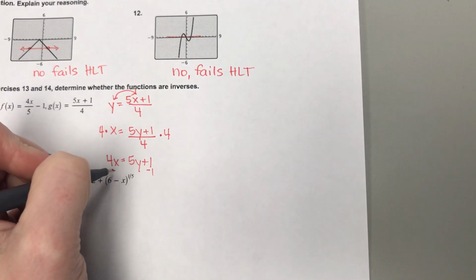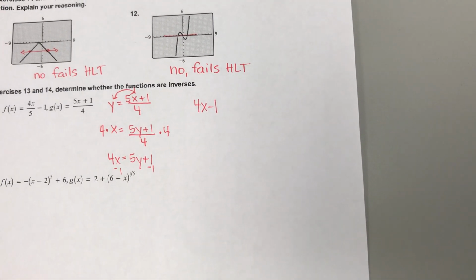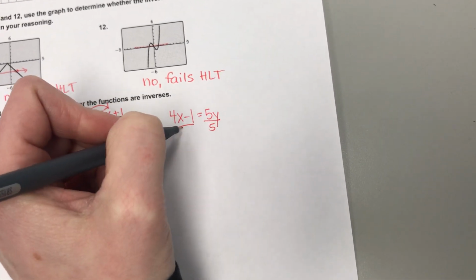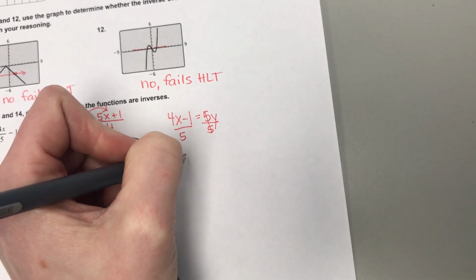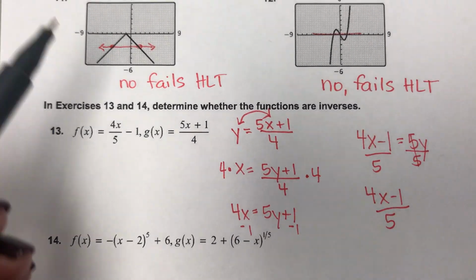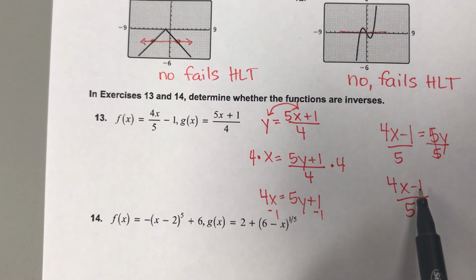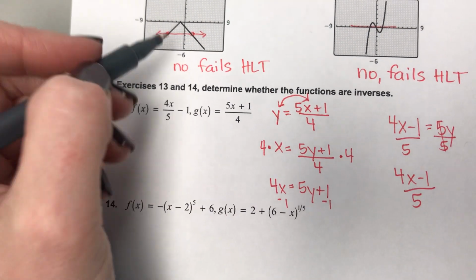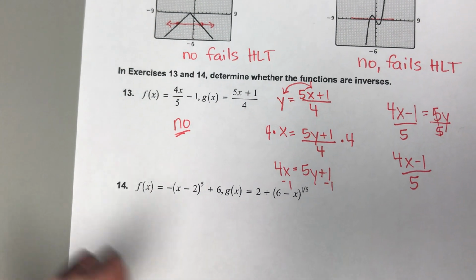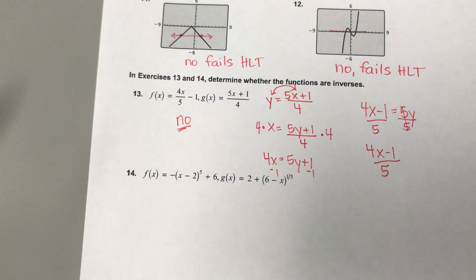So we'll subtract 1 from both sides. 4x minus 1 equals 5y, and then divide both sides by 5, and hopefully you can see already that these are not going to be inverses of each other. Because over here, this 1 is not being divided by the 5, whereas in this one, the 1 is being divided by 5. So we would definitely have to say no to this. And if you ever do one like this and think, maybe I made a mistake, then you can try it the other way and check that way. But these don't work.